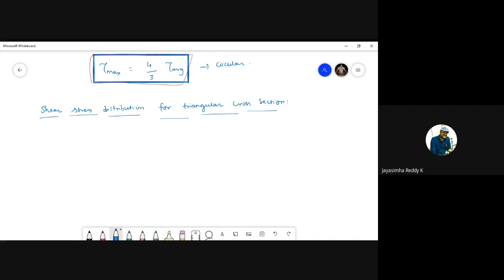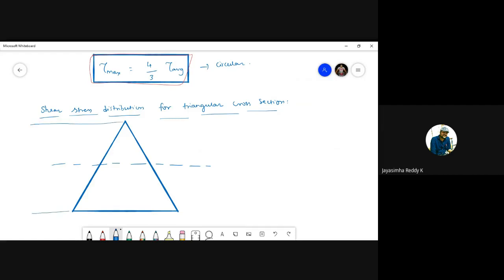So for triangular cross section, students, let us draw a triangle. Let us consider a triangle and let this be the neutral axis. For a triangle, we know that the neutral axis position will be at a distance of, see, this is h. Let us consider this as capital H, and this is the neutral axis.